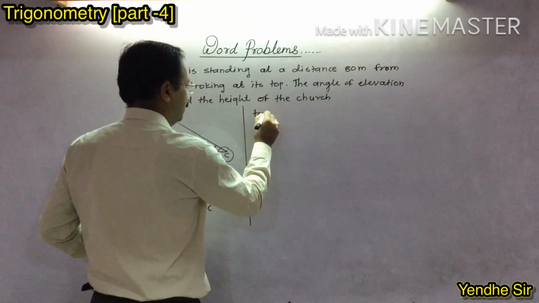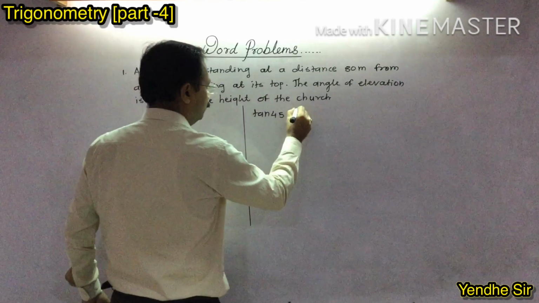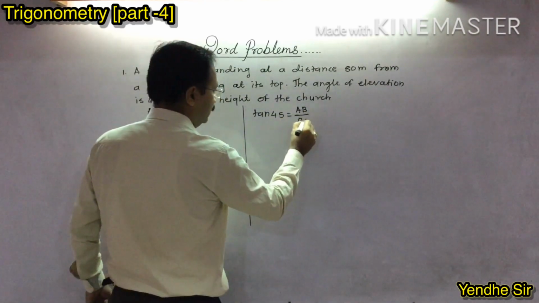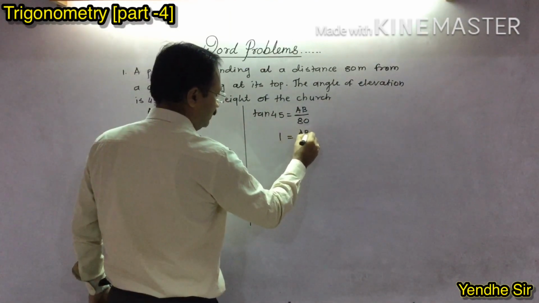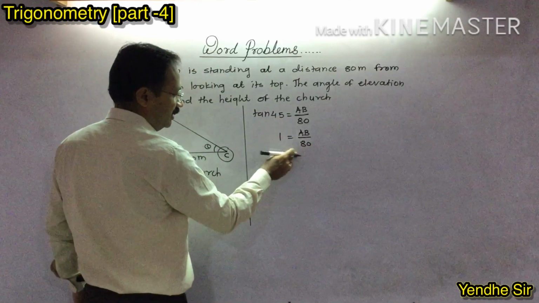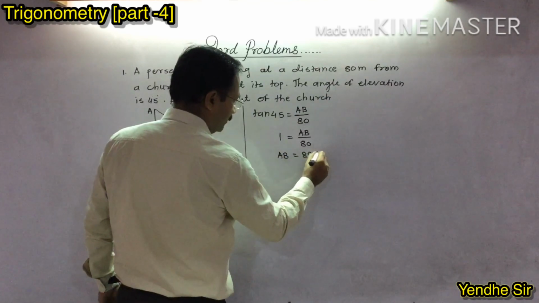Now the value of theta is given, 45. So write it here, tan 45 equals to AB upon BC. Is AB given? No. So it should be as it is. BC is given 80. So tan 45 value is 1 equals to AB upon 80. 80 comes on this side, so the divide becomes multiply. You will get AB equals to 80 meter.